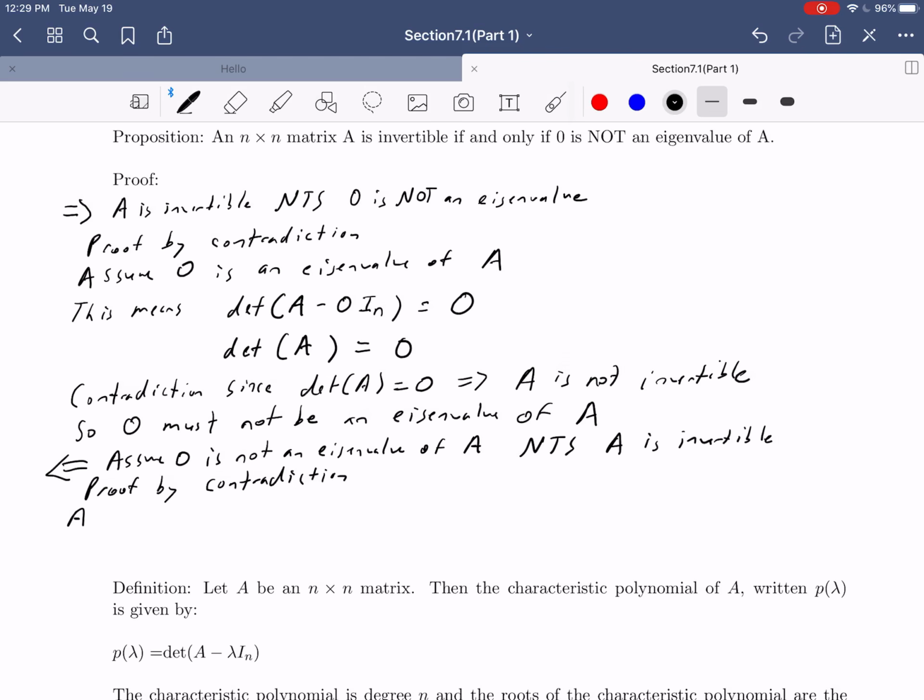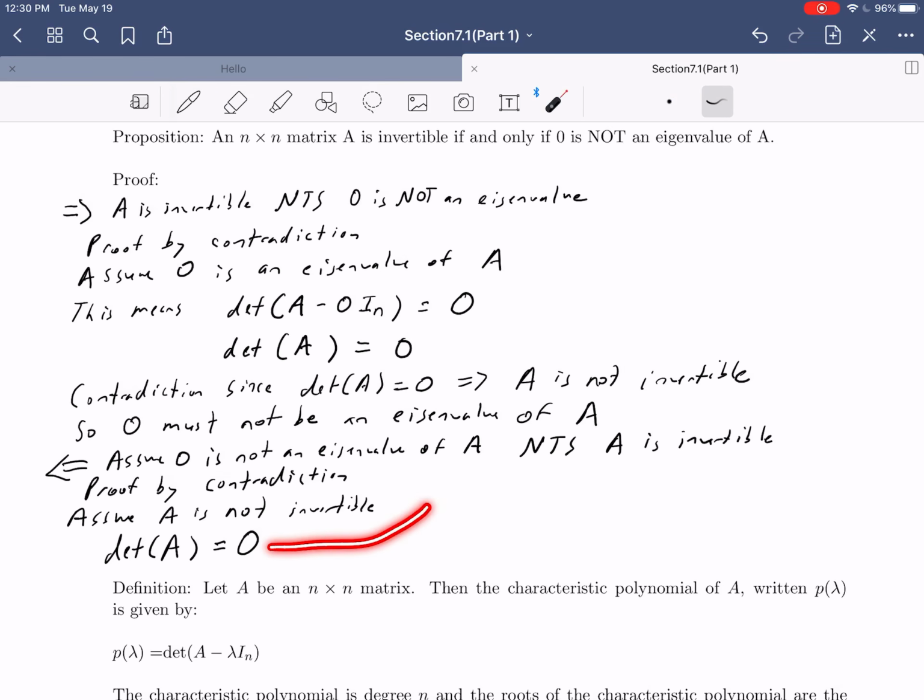We're going to assume A is not invertible. Okay. Well, if A is not invertible, that means the determinant of A is equal to 0. But if the determinant of A is equal to 0, we can sort of bring this over here, and we can view that as the determinant of A minus 0 I_n equals 0.